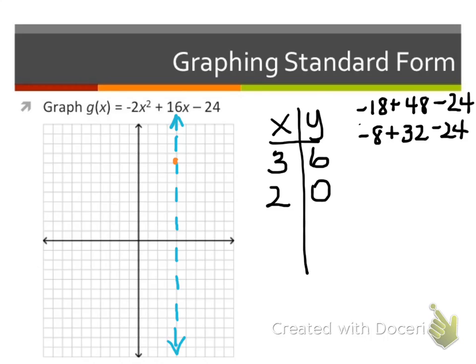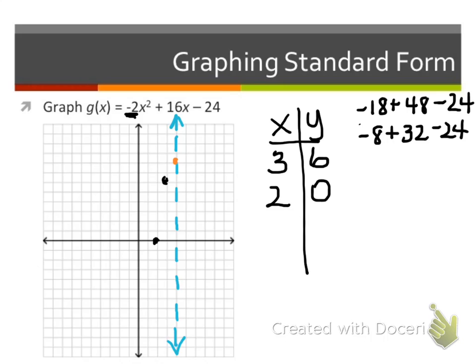So when I go to plot these points, 3, 6 is going to be a point that's right about there, and 2, 0 is going to be a point that's right about there. Okay, so now we're starting to see half of the parabola. We can see what the left side is going to start looking like, and it fits what we would expect because our a value in front of x squared is negative 2, so we would expect that our graph is going to open down, and we can see that that's what this parabola is going to look like.